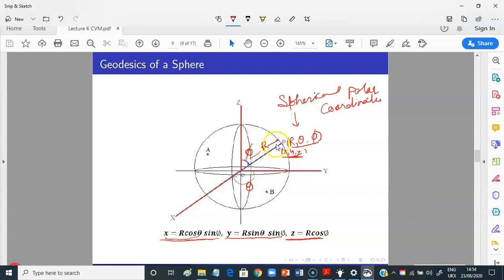And in case of a sphere, wherever the point is, r remains constant, because we are moving on the surface of the sphere, not inside. So we are on the surface of a sphere. On the surface of a sphere, this r will be treated as constant. So these are the values of x, y, and z.